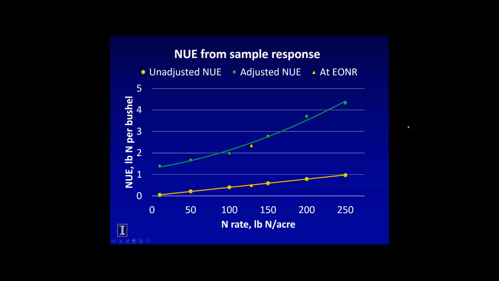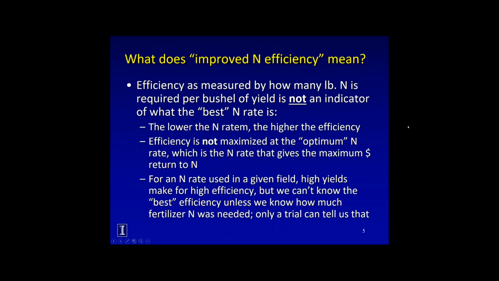So that's just, I want to do that from a definitional standpoint. And so what does improved N efficiency mean? Efficiency is measured by how many pounds of N is required per bushel. It is not an indicator of what the best nitrogen rate is. The lower the nitrogen rate, the higher the efficiency, as I just said.